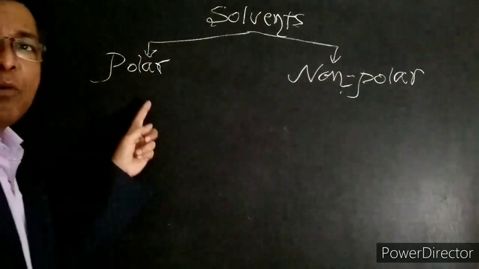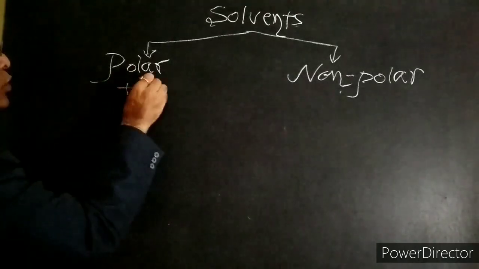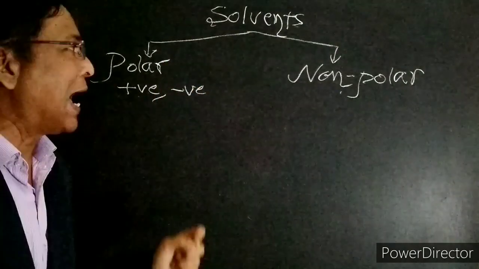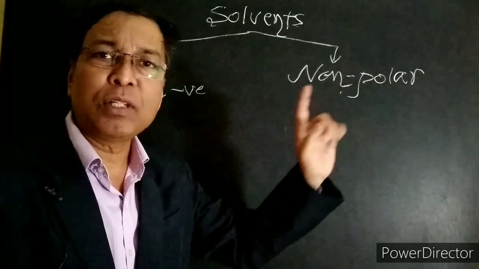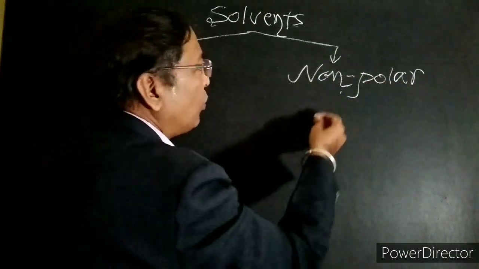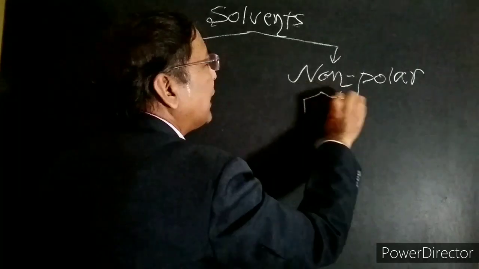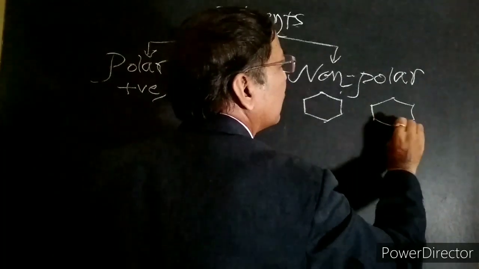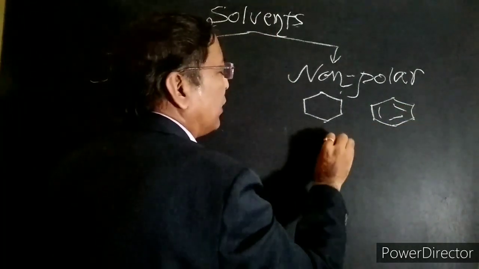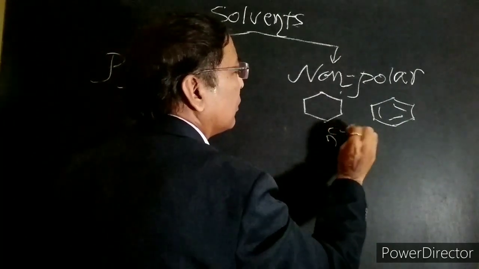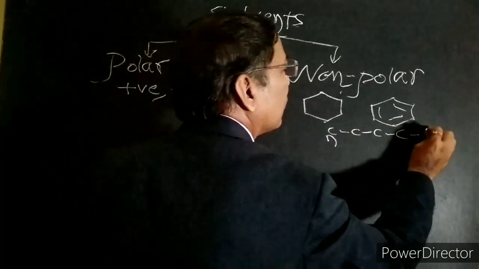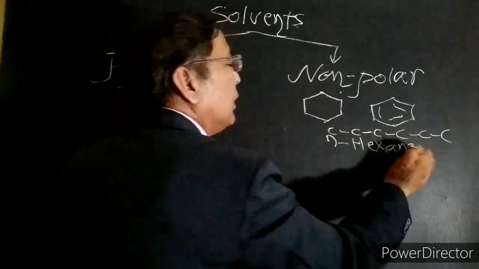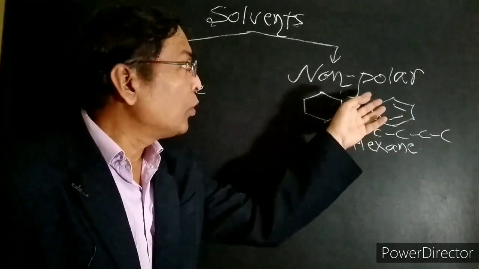Polar solvents have positive and negative ends or poles within the molecules, and non-polar solvents do not have polarity. Examples of non-polar solvents are cyclohexane, benzene and normal hexane. These are a few examples of non-polar solvents.